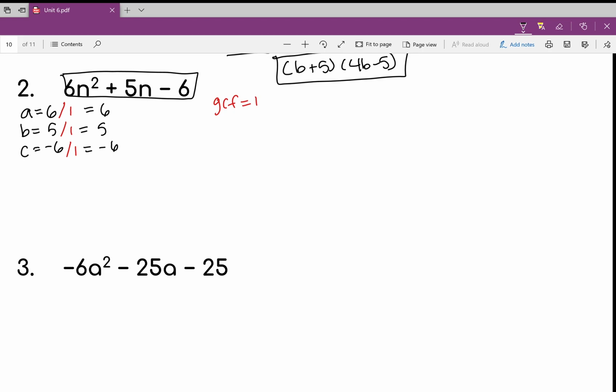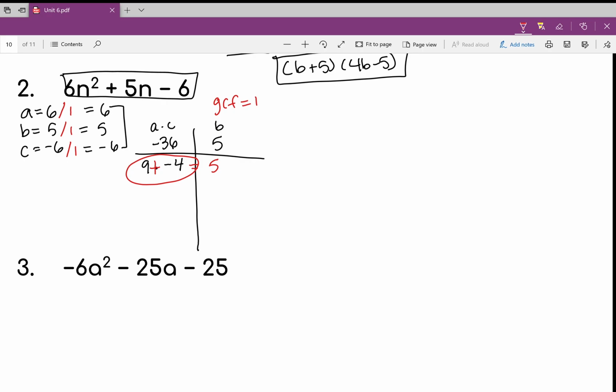Okay. So now I'm going to create my table. The first column goes a times c. The second column goes b. A times c is 6 times -6, which is -36. And b is 5. So we need to find two numbers that multiply to -36 but add to 5. And those two numbers are going to be 9 times -4. Because 9 times -4 is -36, but 9 plus -4 is 5. So that means these are our numbers we're going to work with.